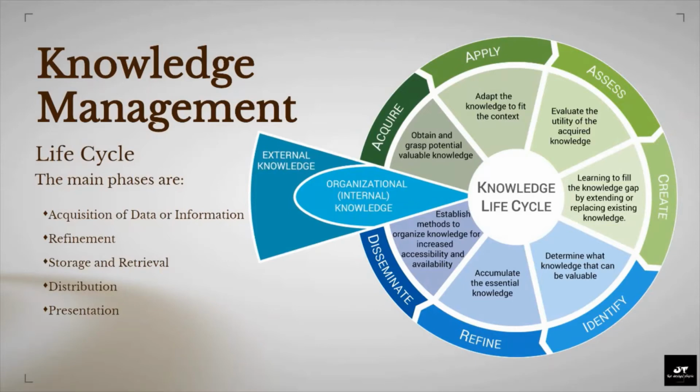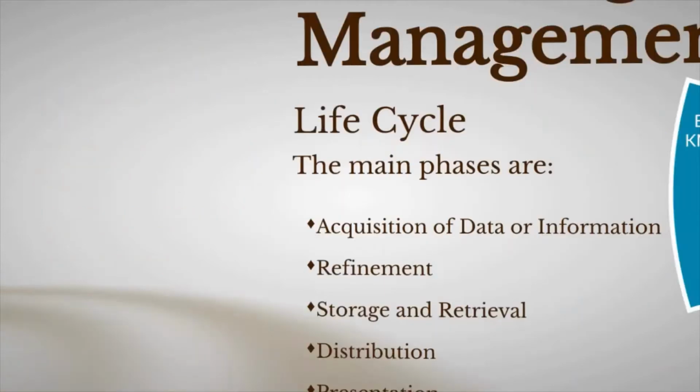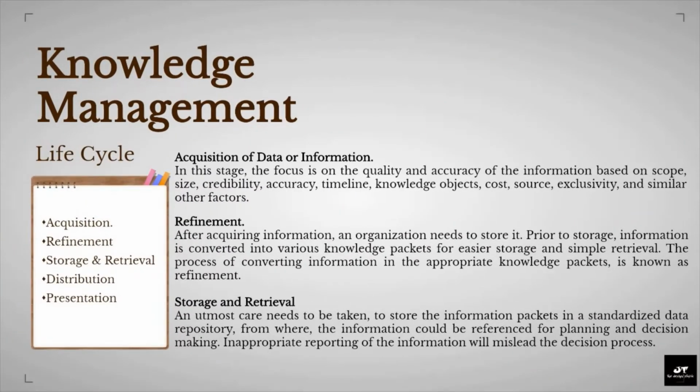Let us now comprehend knowledge management life cycle. The main phases or stages of the KM model are acquisition, refinement, storage and retrieval, distribution, and presentation. Let us understand them better. First, acquisition of data or information. In this stage, the focus is on the quality and accuracy of the information based on scope, size, credibility, accuracy, timeline, knowledge objects, cost, source, exclusivity, and similar other factors.